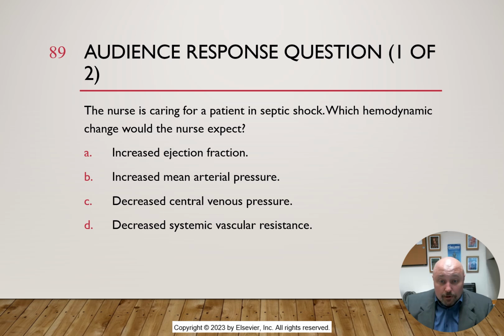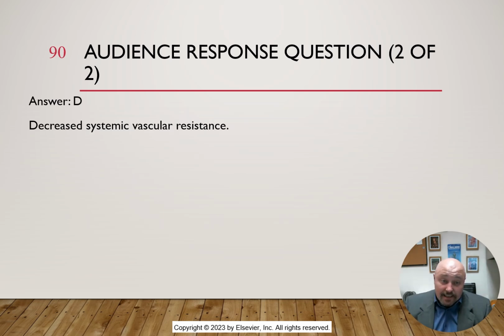The nurse is caring for a patient in septic shock. Which hemodynamic change would the nurse expect? A, increased ejection fraction. B, increased mean arterial pressure. C, decreased central venous pressures. Or D, decreased systemic vascular resistance. The answer in this case is D, decreased systemic vascular resistance.